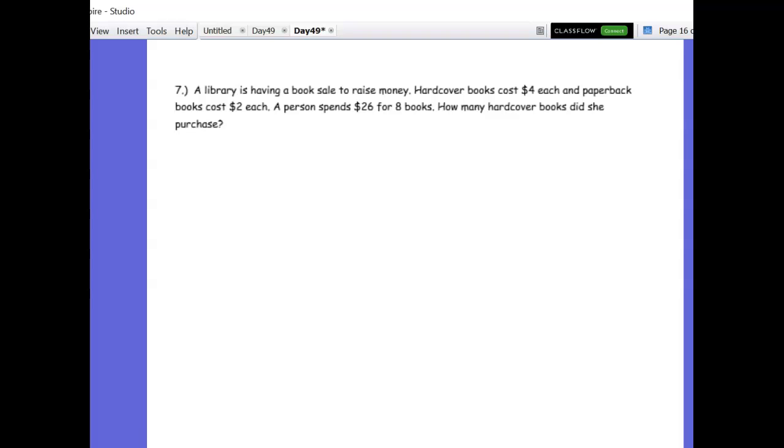Okay, so the first one says a library is having a book sale to raise money. Hardcover books cost $4 each and paperback books cost $2 each. A person spends $26 for 8 books. How many hardcover books did she purchase? So our let statement is going to be, let's let X be the hardcover books, and let's let Y be our paperbacks.